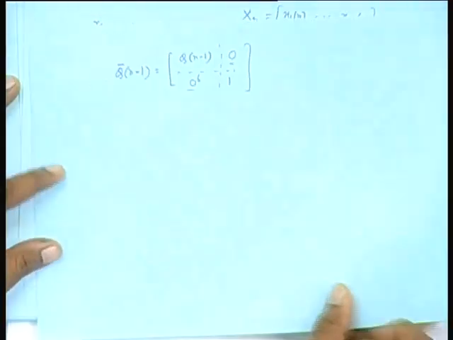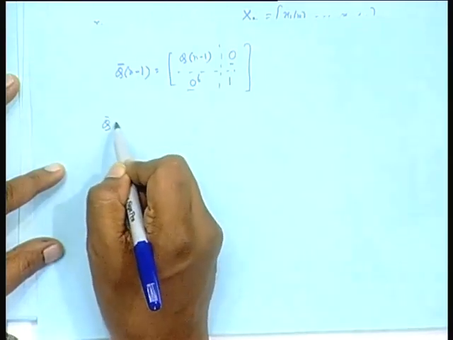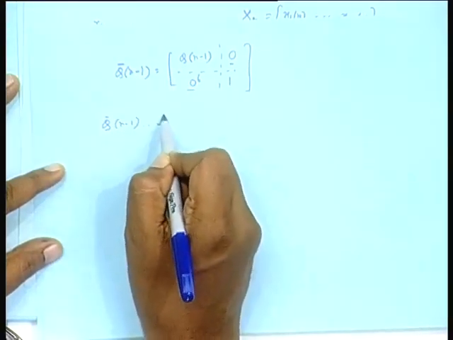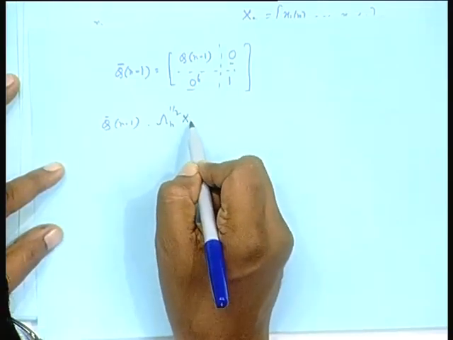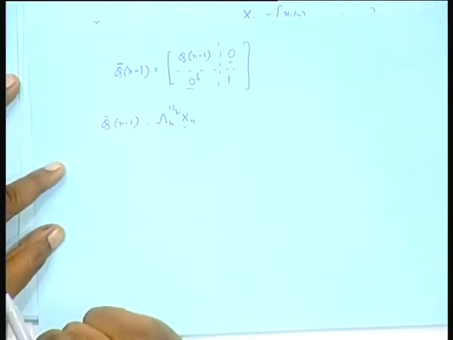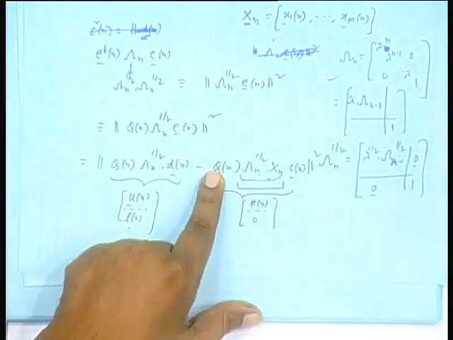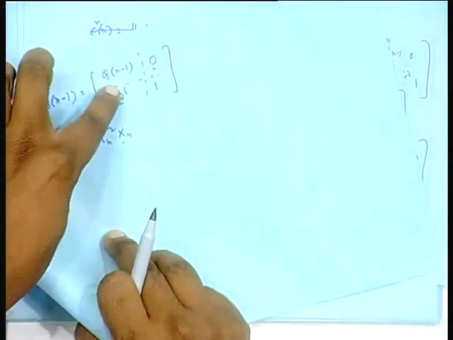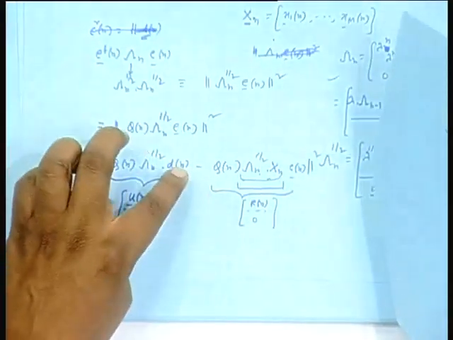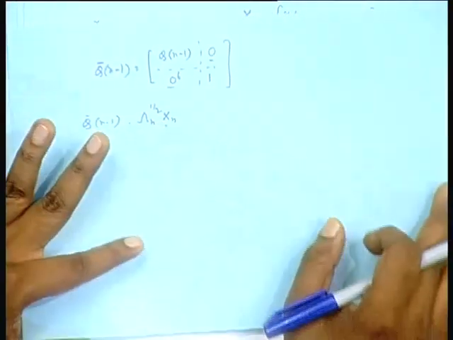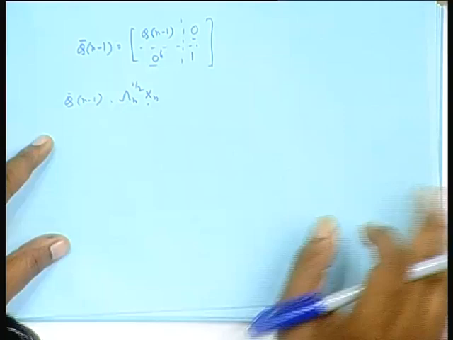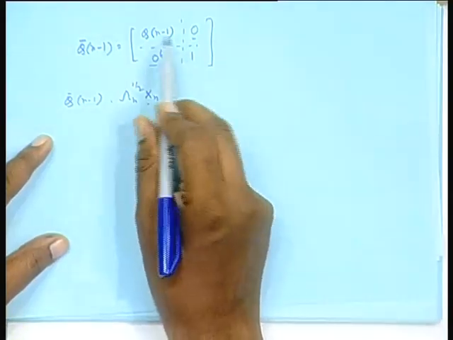That is q n minus 1 into delta lambda to the power half x n. What is the appropriate q n is our goal. Given q n minus 1, what should that q n be? Okay. But I am just doing an experiment. I am saying suppose I construct a matrix like this and see its effect. What will I get? Look at the structure.